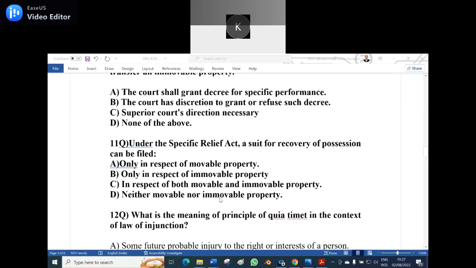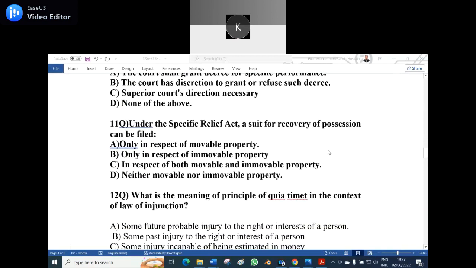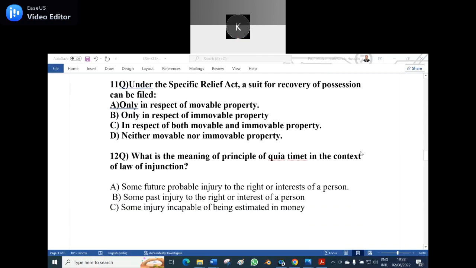Now, 11th question is, under the Specific Relief Act, a suit for recovery of possession can be filed: A, in respect of movable property; B, only in respect of immovable property; C, in respect of both movable and immovable property; D, neither movable nor immovable property. Option C is the right answer, in respect of both movable and immovable property.